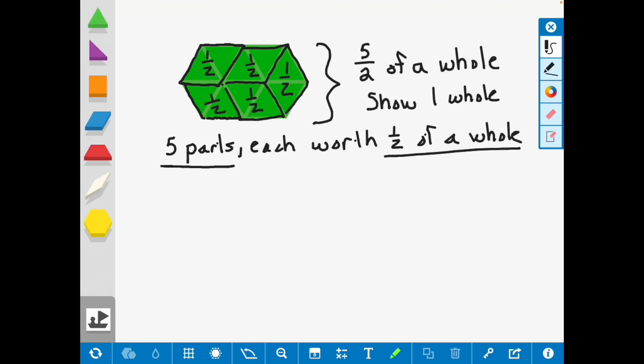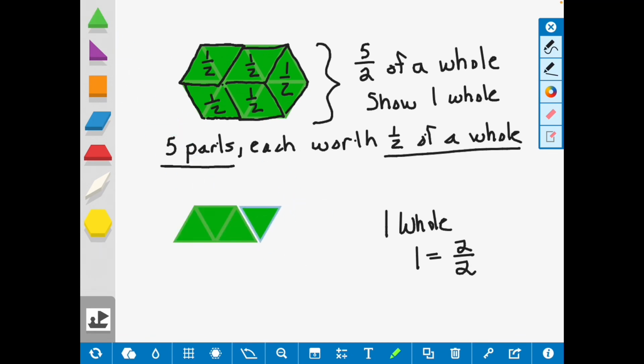So 5 parts, each worth half of a whole. If my job is to show one whole, well, 1 can also be written as 2 halves. So I need 2 parts, each worth half of a whole. So we have our 1 whole. Key here is understanding that we need to partition the shape that we're given into equal size parts. And in this case, the number of parts was 5, so we needed 5 equal parts.